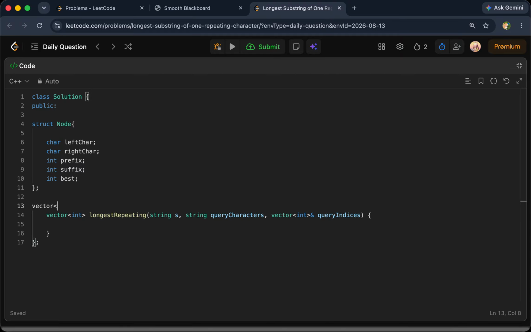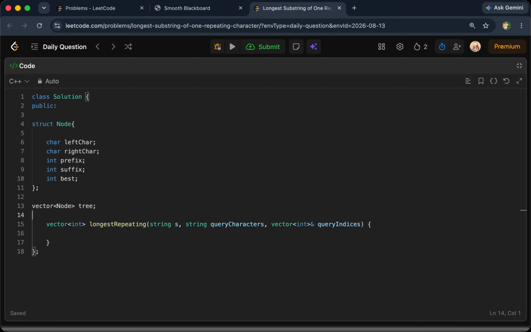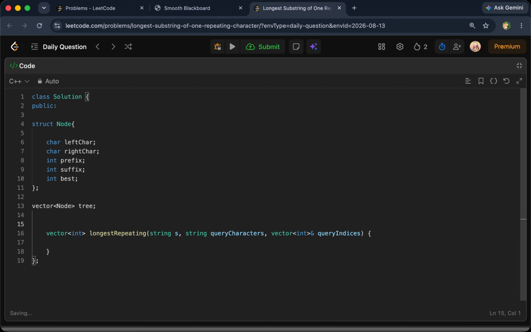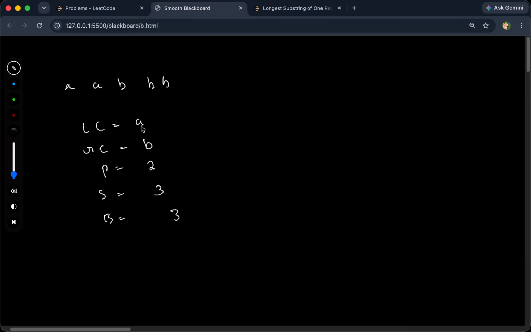Your vector of node, not int, it's node tree. Okay, but we need enough space for the tree. See, a common implementation is tree dot resize 4 into n, where n is equal to the size of the string, s dot size.